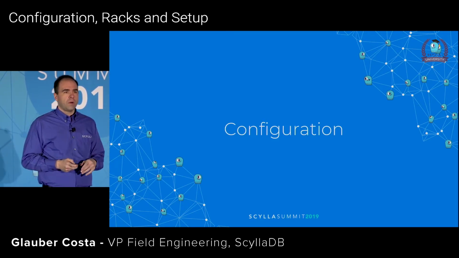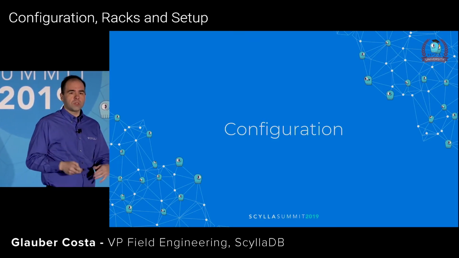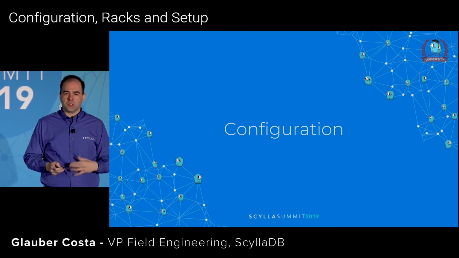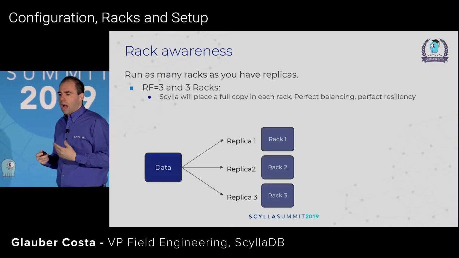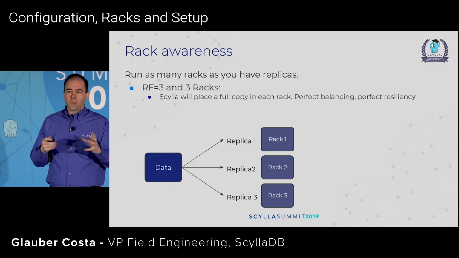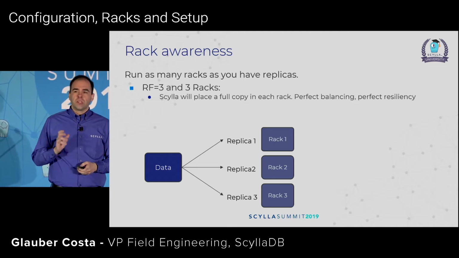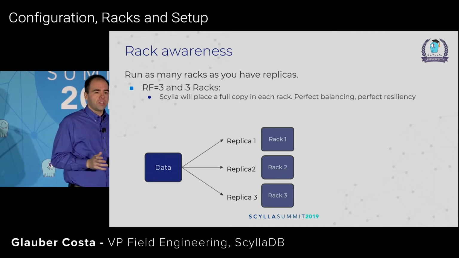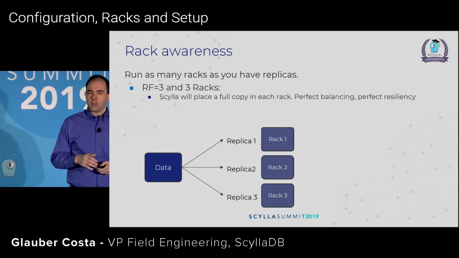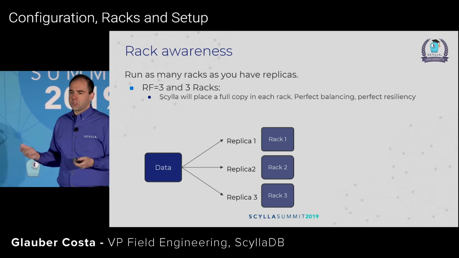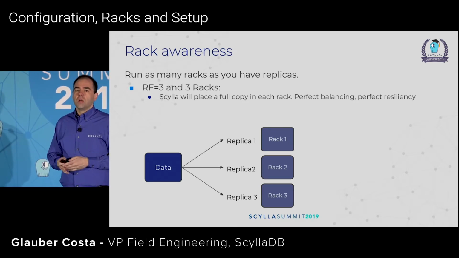So let's talk about racks first. So I have my nodes, and they live in the same data center, but I want to take a look at how do I configure them? How do I place them in different racks? General advice, have as many racks as you have replicas. So if you're running on a replication factor of 3, which is the most common setup that we see, run it in 3 racks. Simple as that.